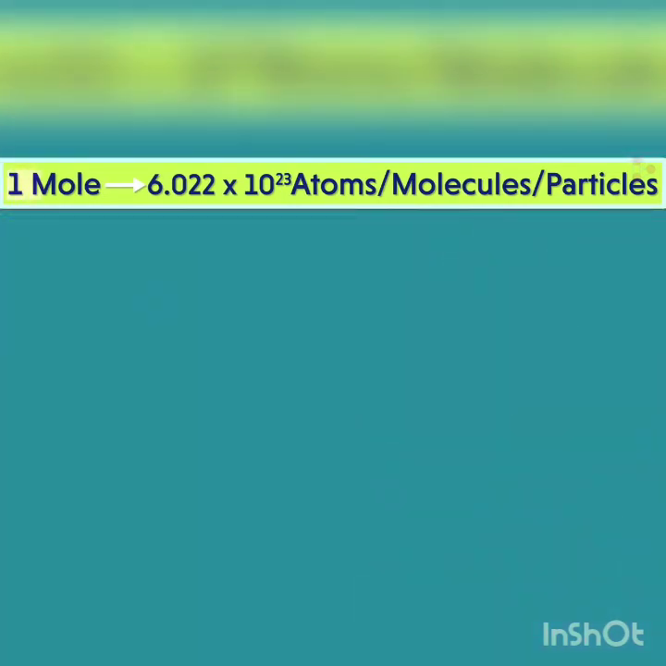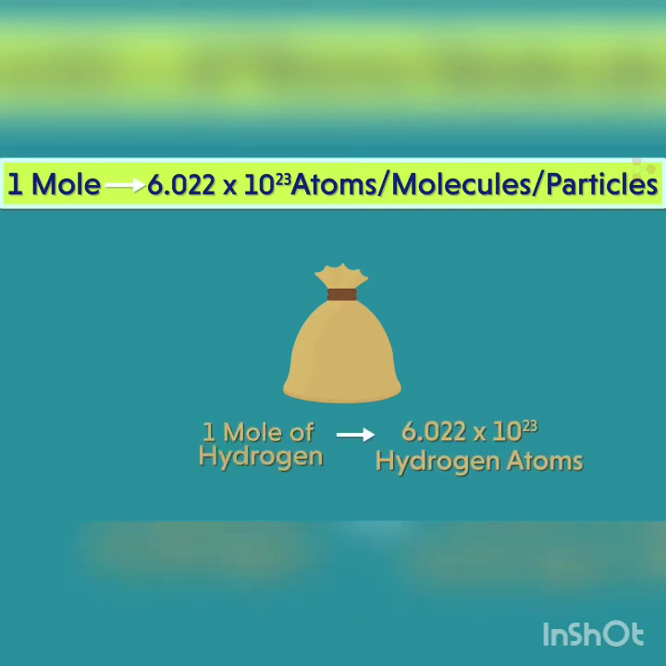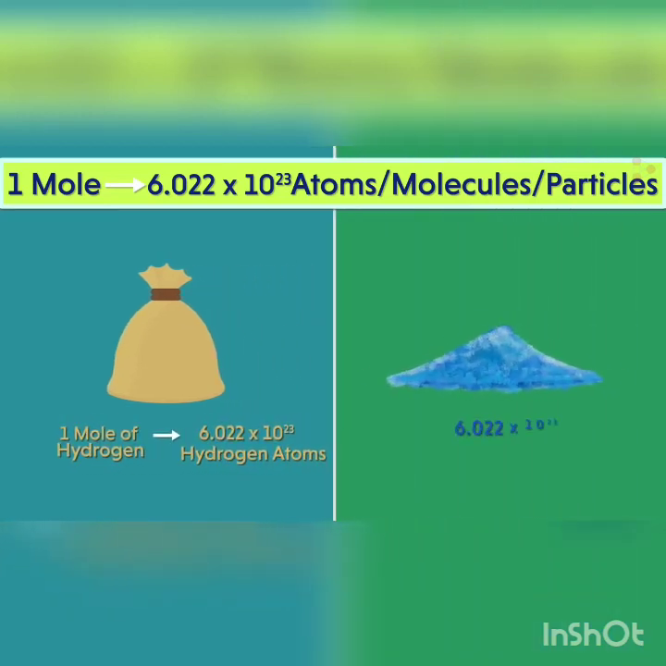So is this how we define 1 mole? 6.022 times 10 raised to 23 atoms or molecules or particles? Well, that's the simplest way to understand it. That means if we take, for example, a bag containing 6.022 times 10 raised to 23 hydrogen atoms, then can we say it's 1 mole of hydrogen? Yes, that's right. Similarly, 6.022 times 10 raised to 23 molecules of any compound like copper sulfate is 1 mole of copper sulfate. Simple, isn't it?